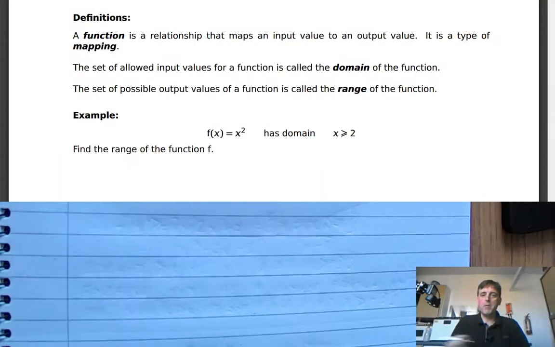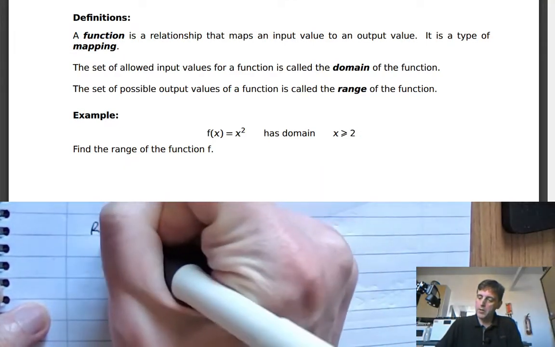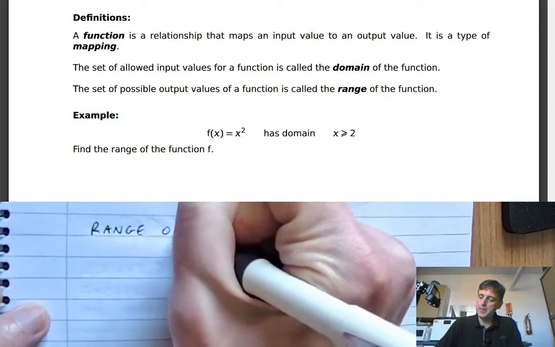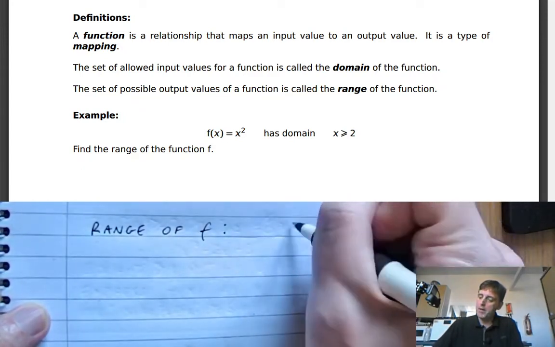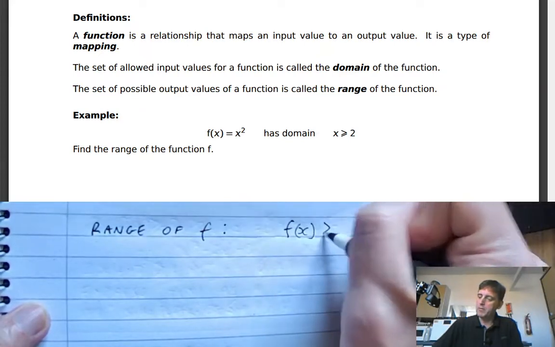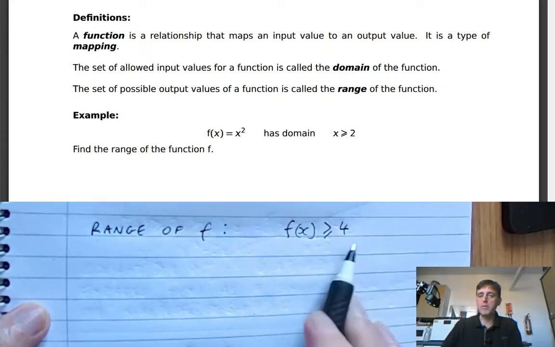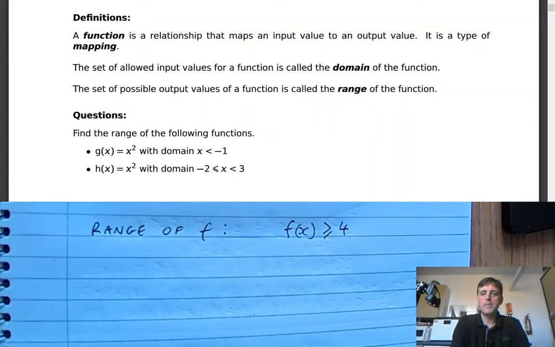And here's how we might write that down. So we might say that the range of the function here, called f, would be the set of y values or output values. Now we'd have to write f of x there, and we're looking for all values greater than or equal to 4. So any number greater than or equal to 4 could come out of this function here. So that's our range of that function. Okay, so I hope that makes sense to you.